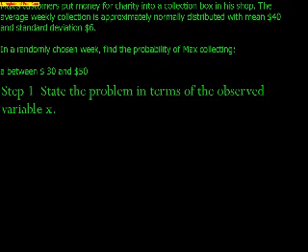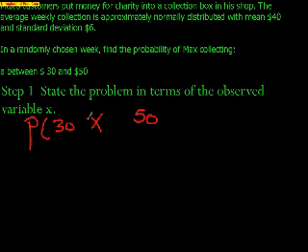The first thing we have to do is state the problem in terms of the observed variable x. I'll do that for you, and you should be able to do this for yourself as well. How I like to write these between problems, I say x is between 50 and 30. I think x is greater than 30, x is less than 50. That's how I'm going to state the problem in terms of the observed variable x.